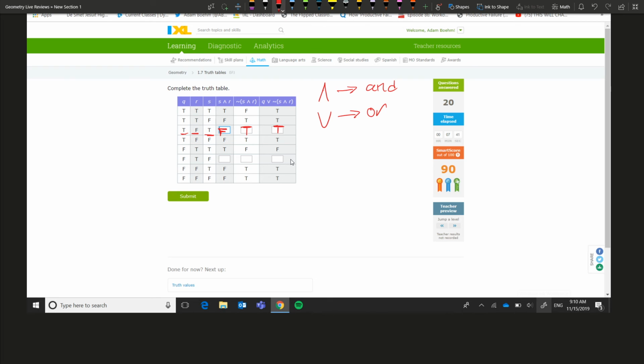In this case, S and R for this column. We're looking at R and S for this first box. Both of those things are not true, so this is a false statement. The negation of that is true. And then we have true or false. One of those things is true, so this statement is true.